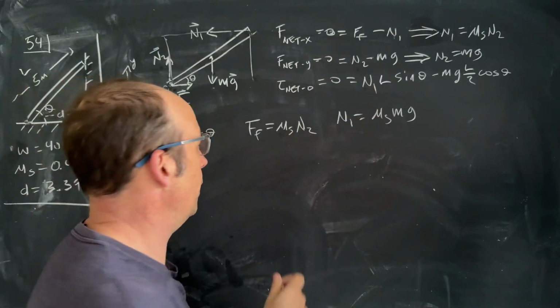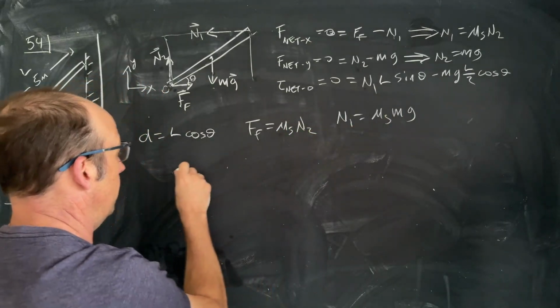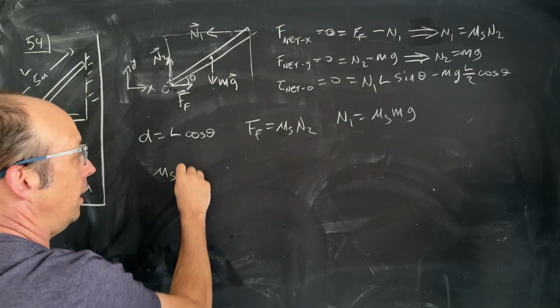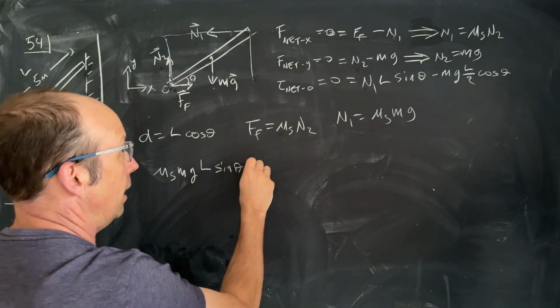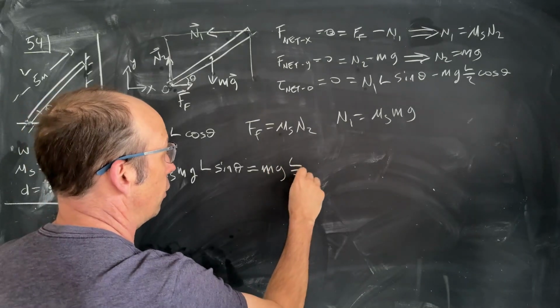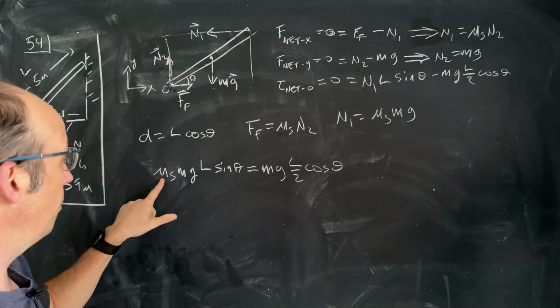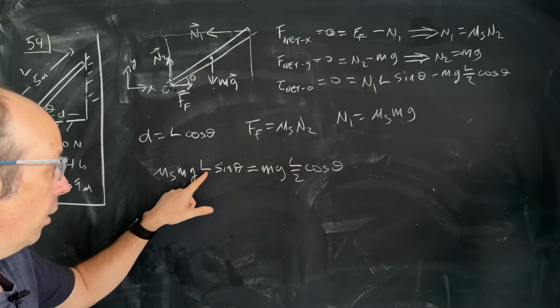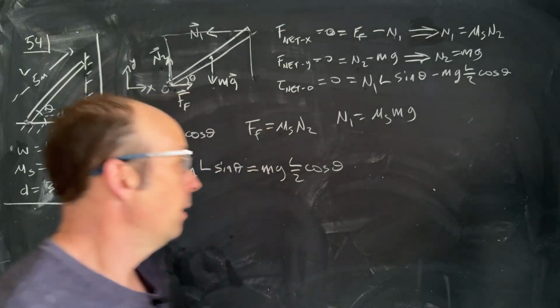So if I put that in here, I'm going to move that to the other side. I get mu s mg L sine theta equals mg L over 2 cosine theta. I know mu, I know m, I know g, I know L. I don't know theta. So I need to solve for theta.